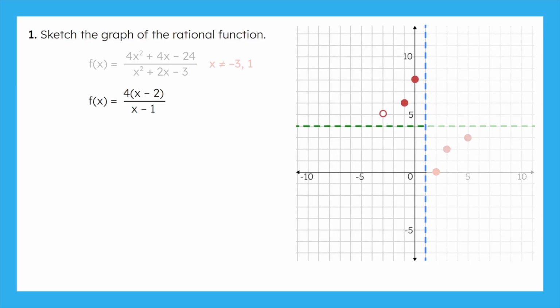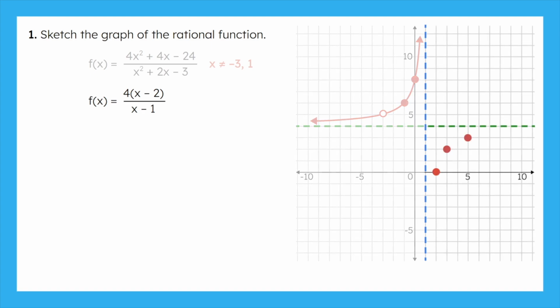We'll look at the part of the graph where x is less than 1 first. As x moves toward negative infinity, y approaches the horizontal asymptote at 4. The points show the graph increases toward the vertical asymptote, so we'll sketch a line through the points and move toward infinity, never crossing that vertical asymptote.